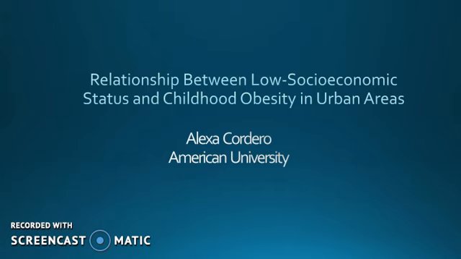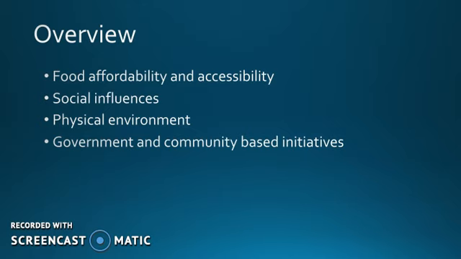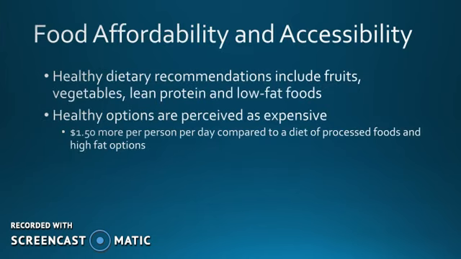In urban areas. We're going to discuss 4 important factors that influence dietary patterns in low-income families, including food affordability and accessibility, social influences, physical environment, and government and community-based initiatives. First, we'll take a look at the challenges that low-income families face when making healthy dietary choices.